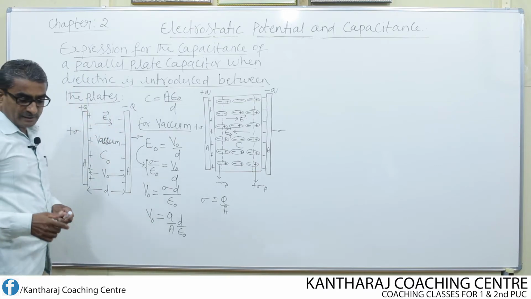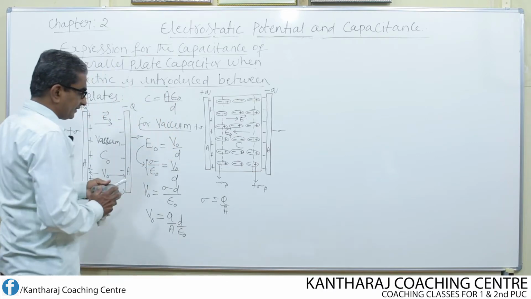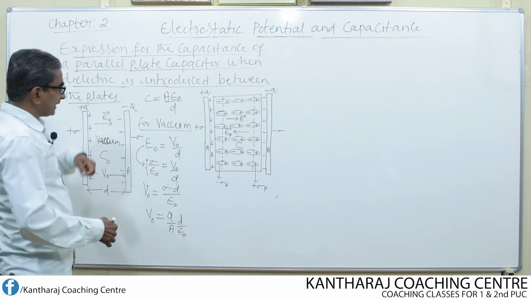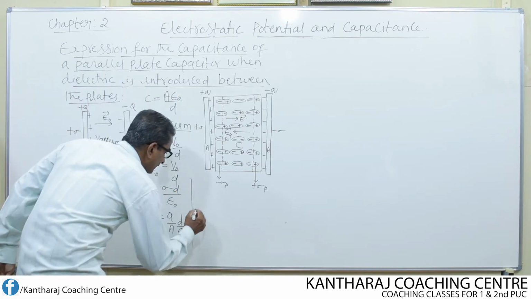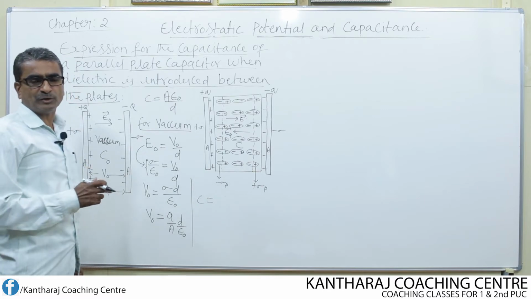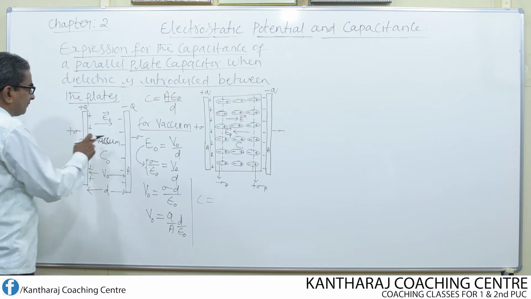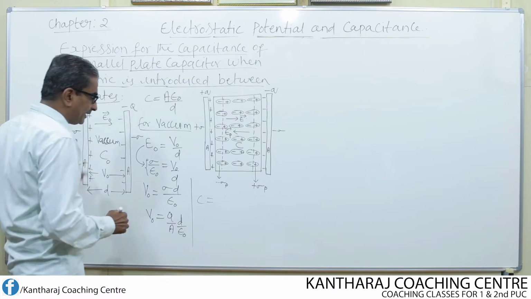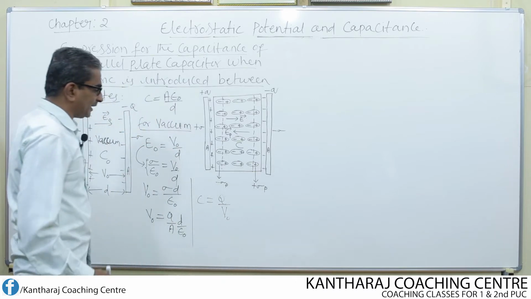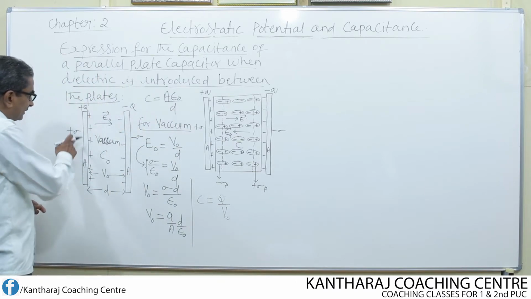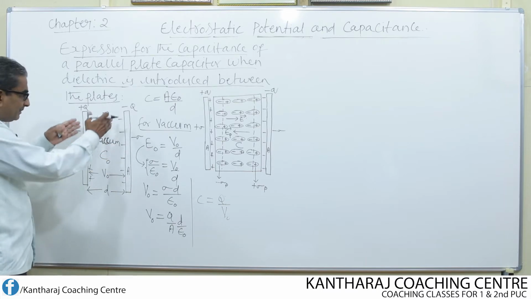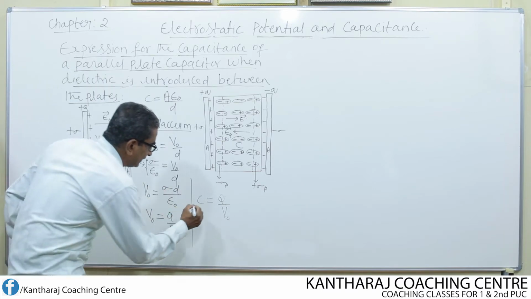But we know one expression for the capacitance. What is the expression for the capacitance? By definition, capacitance is given by C equal to the ratio of the charge to the potential difference. Charge on either plate to the potential difference between the two plates. What is the charge on either plate? Q. Potential difference between the two plates is V naught. But I am considering the capacitance when vacuum exists between the two plates. Therefore, I write this as C naught.